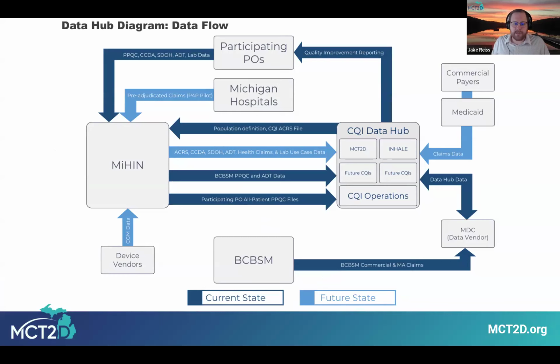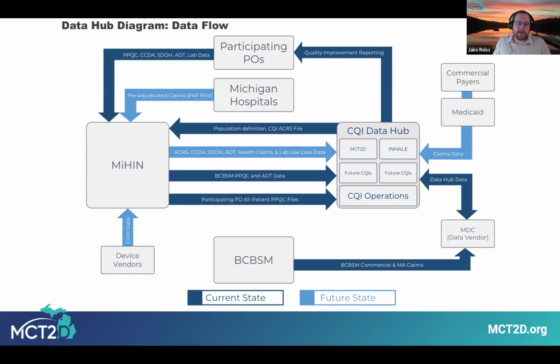So the overarching idea here is that data from participating physician organizations, hospitals, device vendors, and other originators of data is flowing into this central entity called the Michigan Health Information Network, which is a combo public-private entity that works with the state of Michigan, the Michigan Department of Health and Human Services, as the state vendor for health information exchange. The data that is aggregated within MyHIN includes claims data, as well as EMR data in the form of what we call PPQC, or Physician Payer Quality Collaborative data, as well as SDOH data, social determinants of health data, and other lab and specific use case data that comes from various vendors.